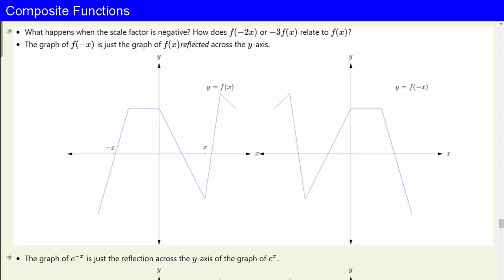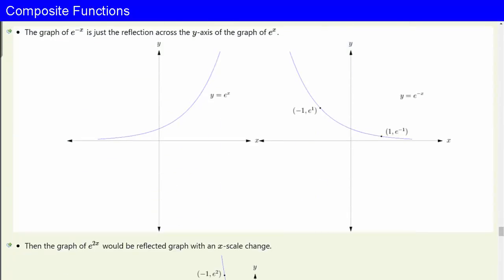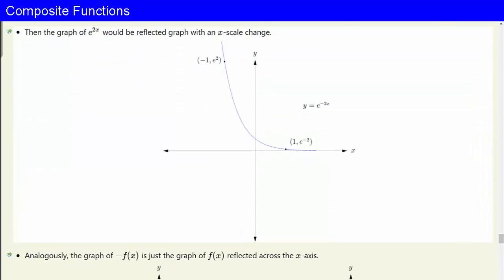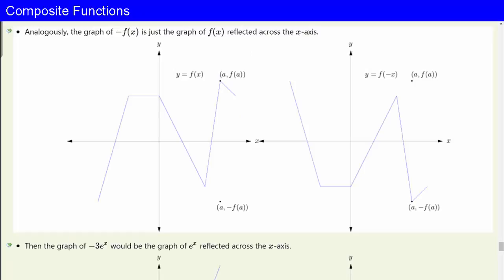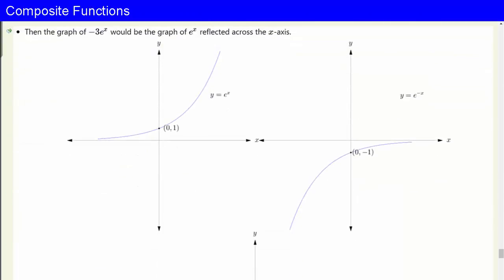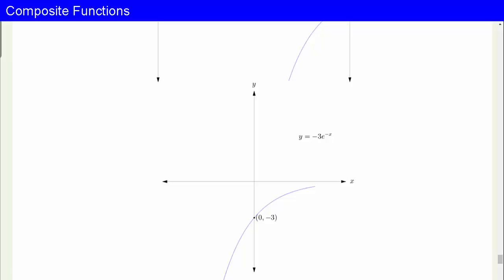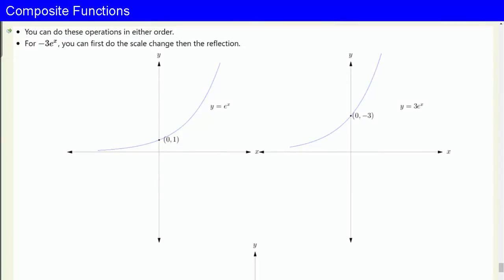So, for example, the graph of e to the minus x is just a reflection across the y-axis of the graph of e to the x. Then, the graph of e to the minus 2x would be the reflected graph with an x-axis scale change. Analogously, the graph of minus f of x is just the graph of f of x reflected across the x-axis. So, the graph of minus 3e to the x would be the graph of e to the x reflected across the x-axis, followed by a y-axis scale change. You can do these operations in either order.